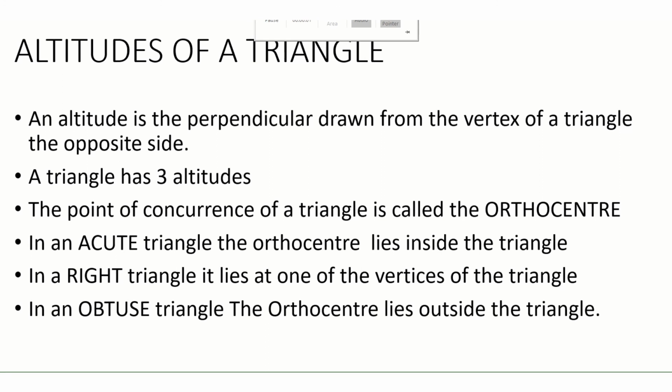So children, we have studied altitudes of a triangle. An altitude is a perpendicular drawn from the vertex of a triangle to the opposite side. A triangle has three altitudes. The point of concurrence, that is the point where the altitudes of a triangle meet, is called the orthocenter. In an acute angle triangle, the orthocenter lies inside the triangle. In a right angle triangle, the orthocenter lies at the 90-degree vertex of the triangle. In an obtuse triangle, the orthocenter lies outside the triangle.